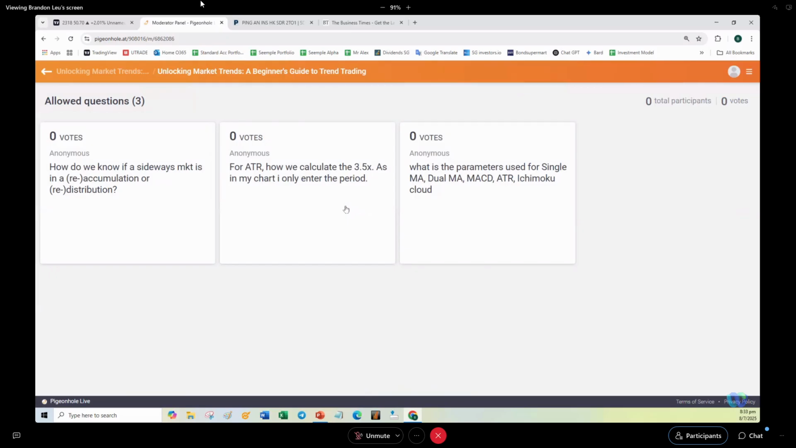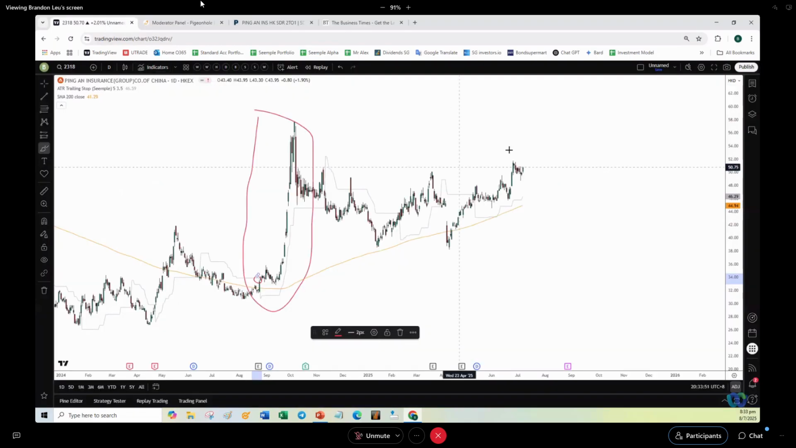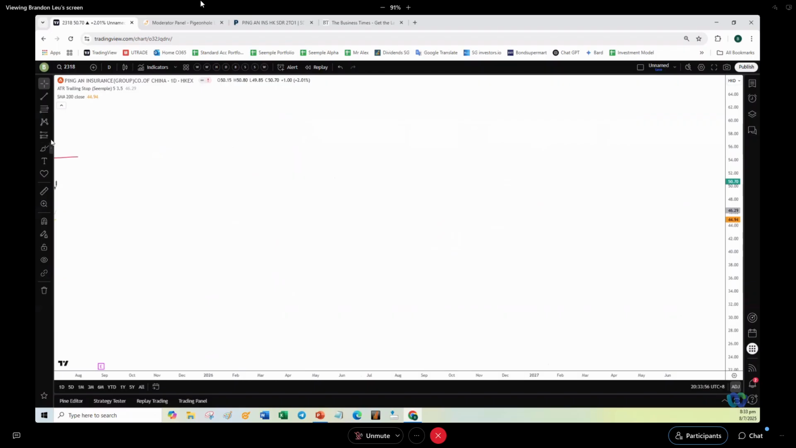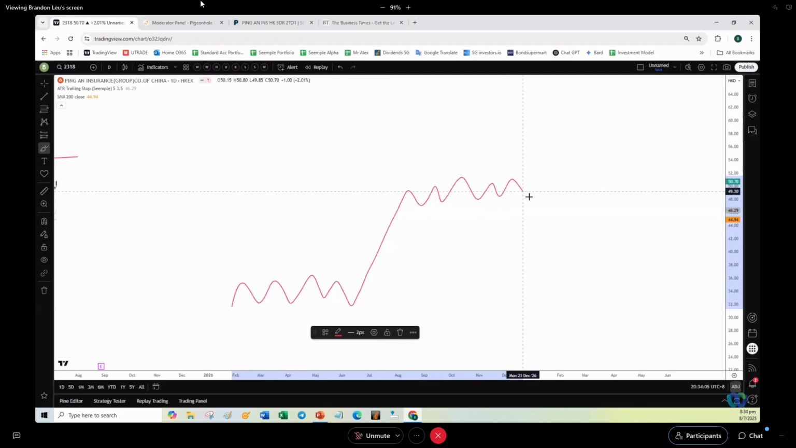Okay, so there are 3 questions here. How do we know if a sideways market is a reaccumulation or a redistribution? So this is a good question and a very commonly asked question, because when we look at the chart, let me go to a white screen. We look at the chart: accumulation, markup, and then there's a reaccumulation, just like the SIA. So is this going to go down lower, or is the price going to break higher from here?